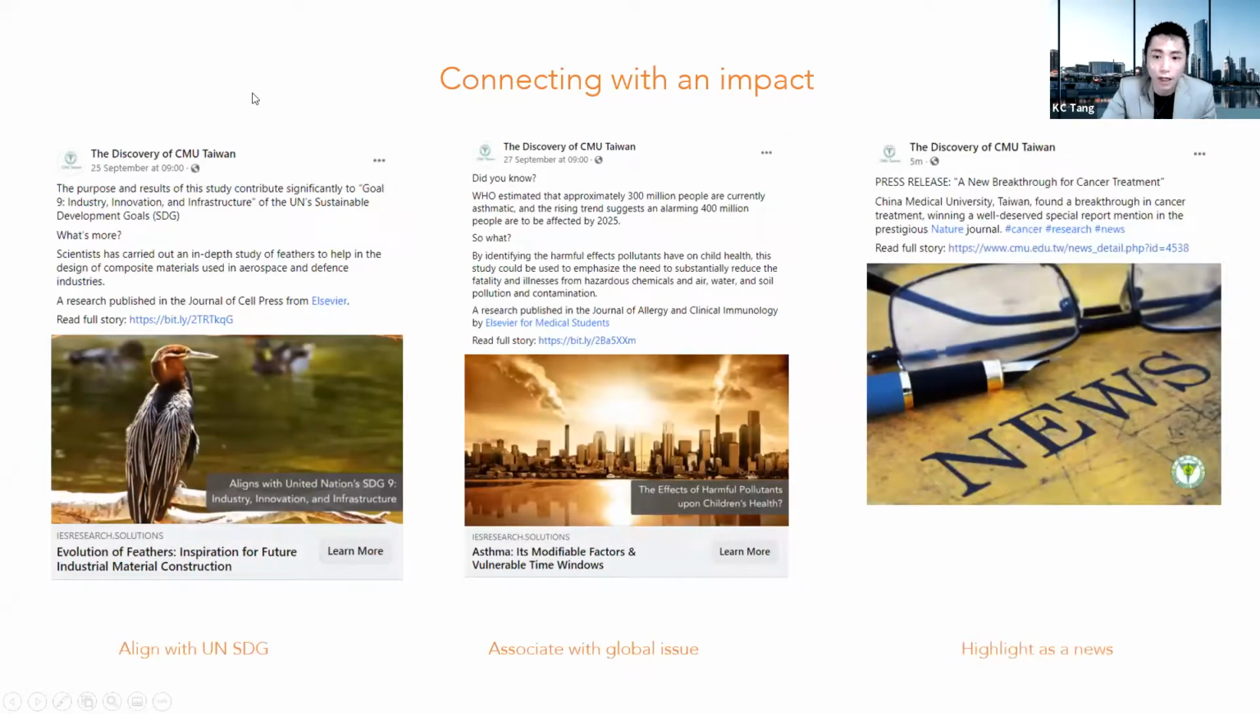Or you could even connect it with an impact. You can use SDG as a benchmark as well, or you could connect the research with some alarming news, like the one in the middle. We use some statistics from WHO, which estimated that 300 million people are currently asthmatic, and the rising trend is alarming. So that is basically the problem. So this research identifies different harmful pollutants contributing to this area itself.